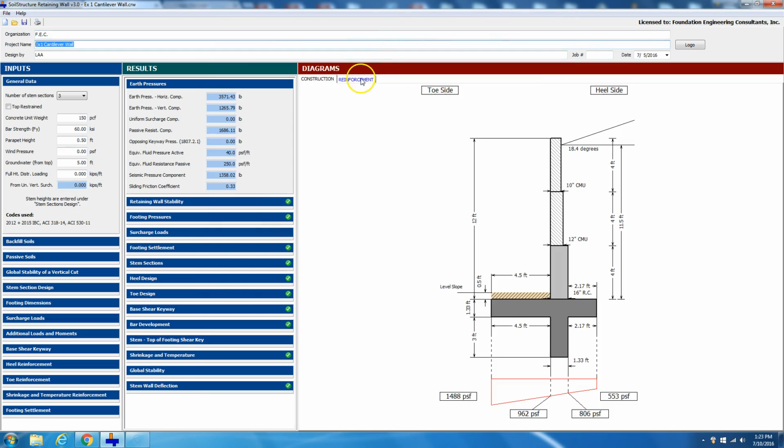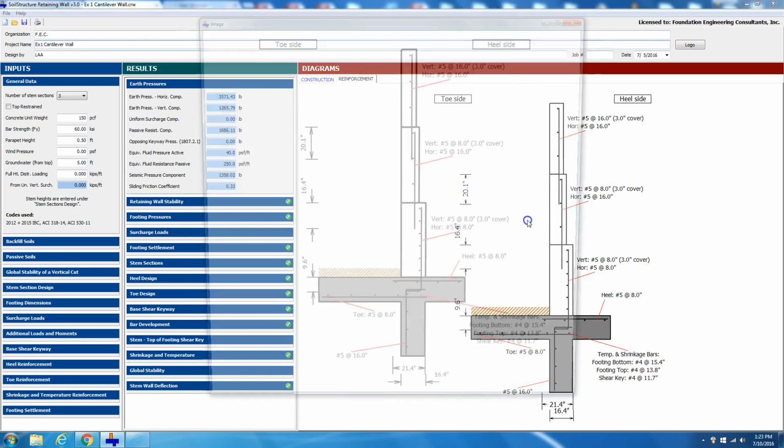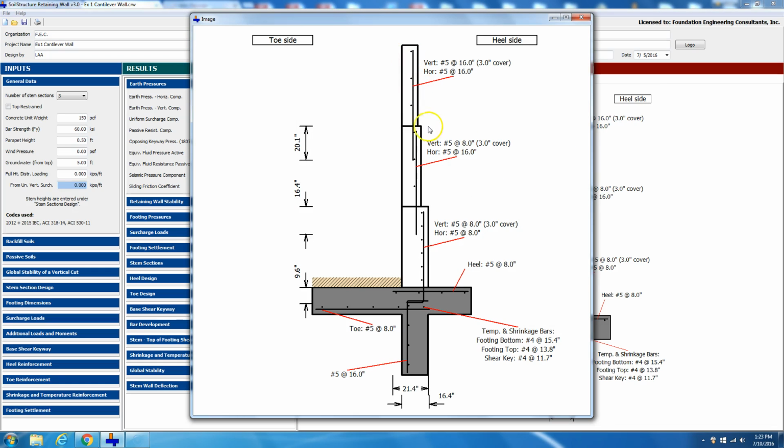You can also look at the reinforcement, and if you click on it, you can view and see the upper stem connection to the middle stem, which is also connected to the bottom stem, how the heel bars are developed into the toe, and how the toe bars are developed into the right, and how you have the keyway reinforcement.